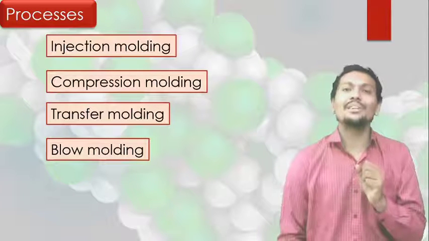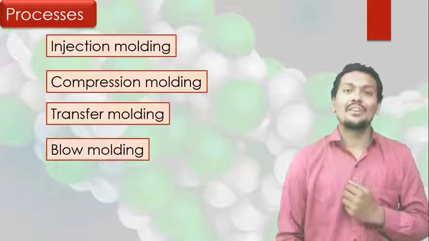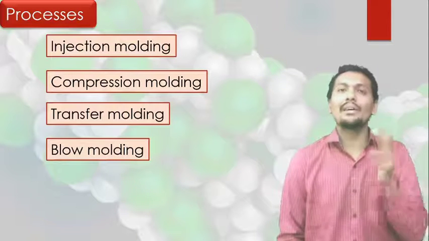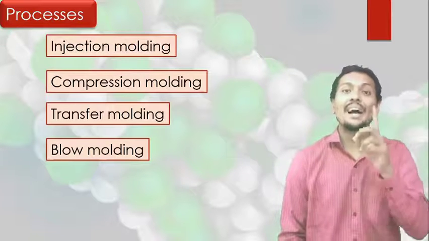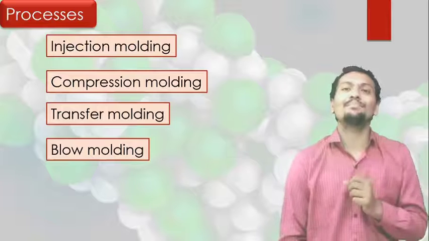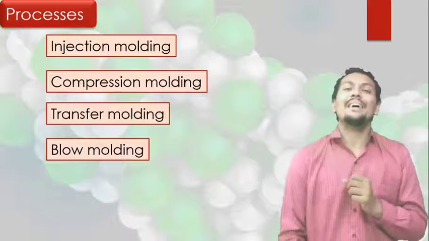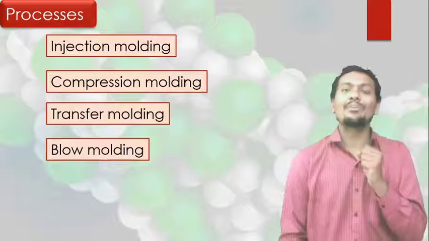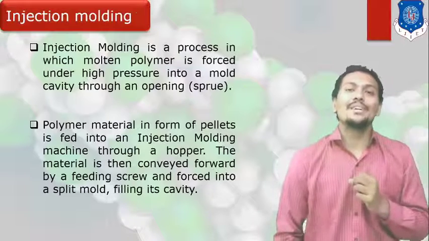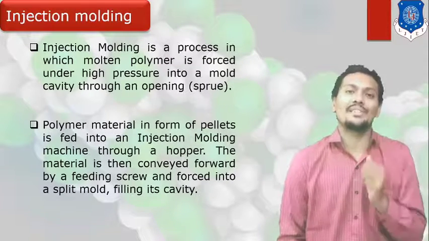So here I mentioned the different molding processes that are generally used for plastic. For plastic component making, these processes are very useful. The first process is the injection molding process, then compression molding process, transfer molding process and blow molding process. So let us start our discussion on different processes.